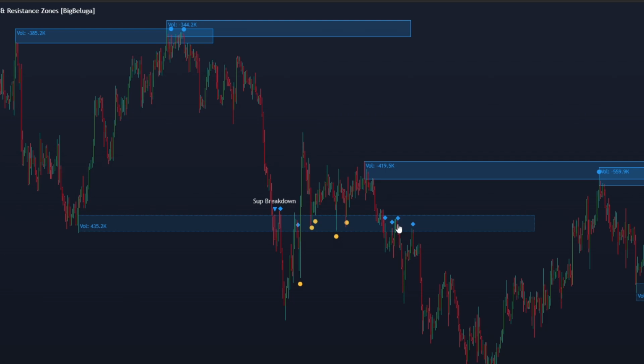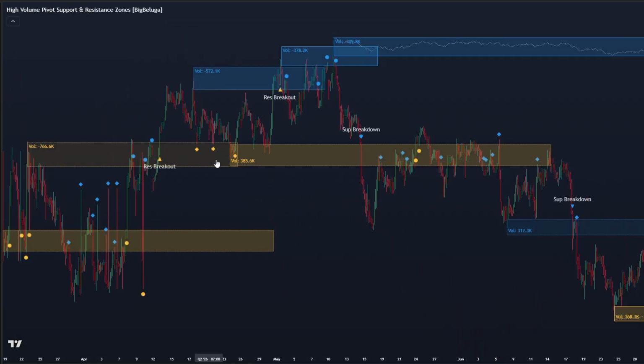Now, let's examine the breakout signals. Here, the indicator identified an orange support zone. Price remained above the level for some time, but eventually a candle closed below the entire zone. When this happened, the indicator displayed a blue triangle and added a support breakdown label. The blue triangle represents a bearish breakout. It tells us that price has broken below a previously identified support zone.